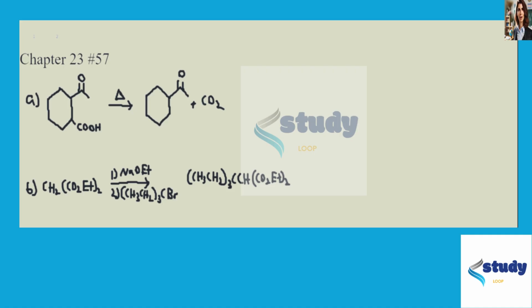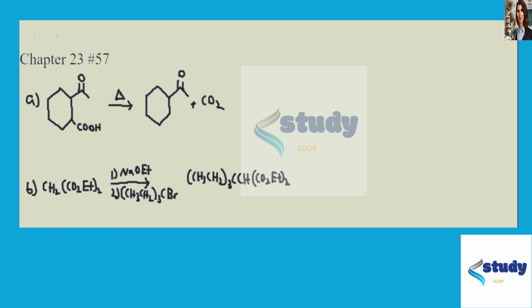Okay, and so looking at A, we are trying to accomplish a decarboxylation here. So we're treating a molecule that has both a carboxylic acid and a ketone with heat, and we're hoping to decarboxylate it or get rid of the carboxylic acid.